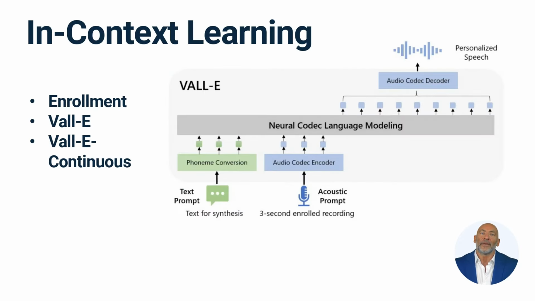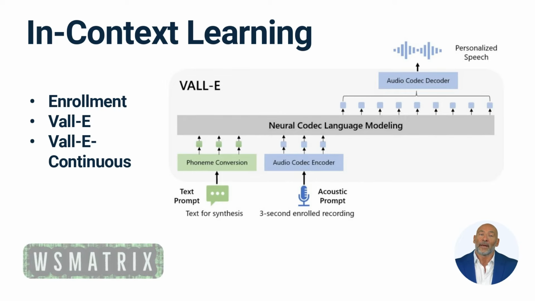Now let's talk about enrollment and how this ties in. Enrollment is the process of producing an acoustic prompt that can be used to condition the speech synthesis. This is done by taking a short voice recording and processing it with the neural speech codec model to obtain the tokens. The first several tokens are then selected as the acoustic prompt.